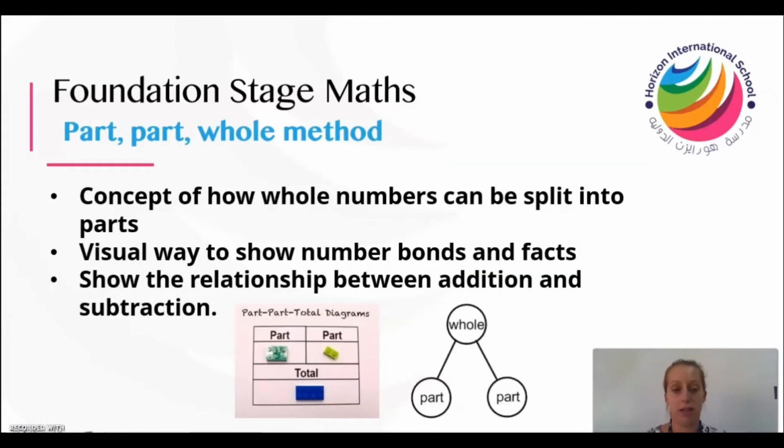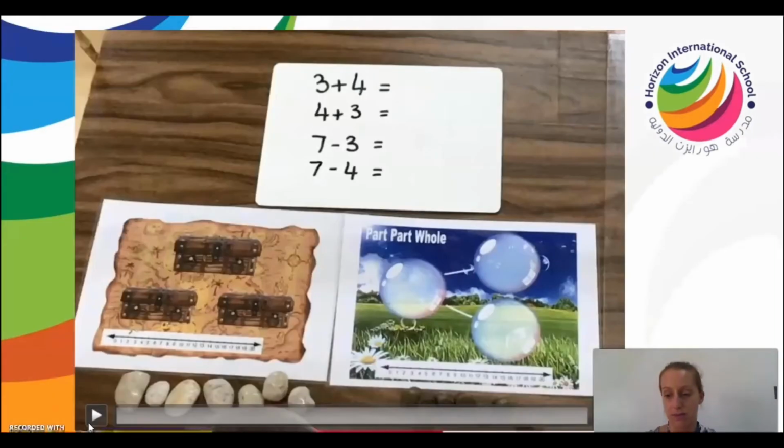The part-part-whole method. In foundation stage, we introduce addition and subtraction using the part-part-whole method. This method enables children to physically see and manipulate the objects to work out addition and subtraction problems. Initially, children will use a mat, circles, or a drawn part-part-whole diagram when using the method. As they become more confident, they will begin to visualize the process. During the short video on the next clip, I will show you the part-part-whole method and how we use it in class or how you could use it at home.